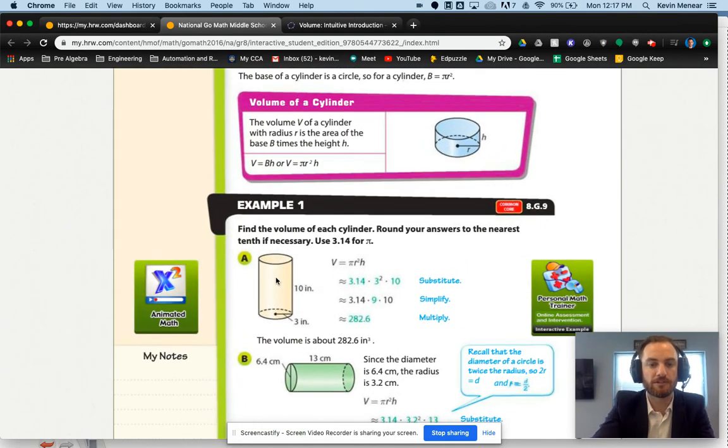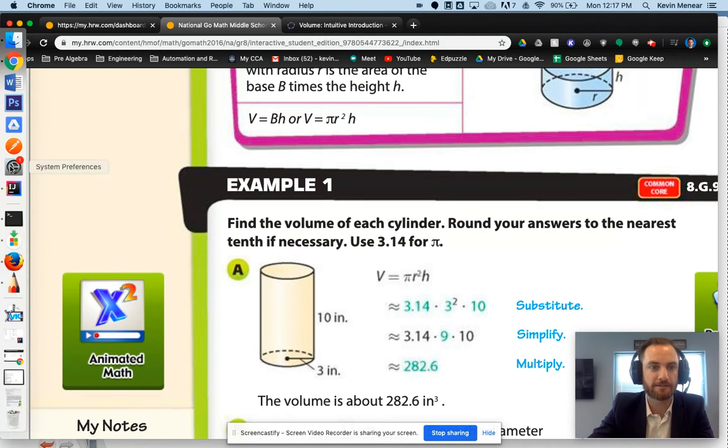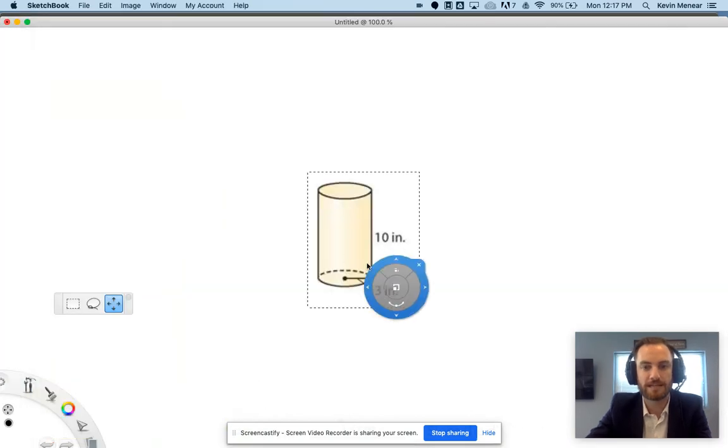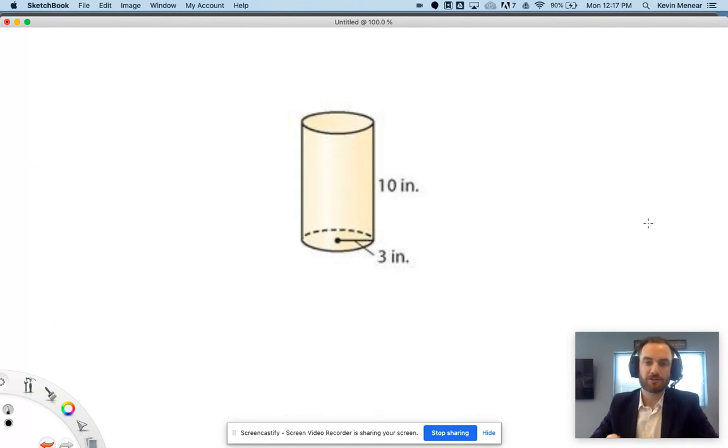So here's a good one. That's a nice looking cylinder. I like this cylinder. It's a good one. I like its dimensions. It just makes me happy looking at this cylinder. Okay, so the radius of the cylinder, boom, the base of the cylinder is a circle.